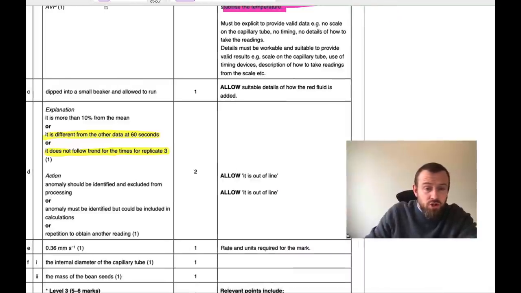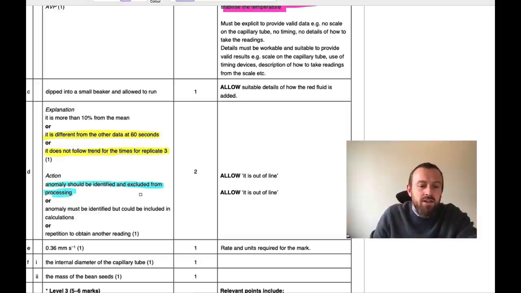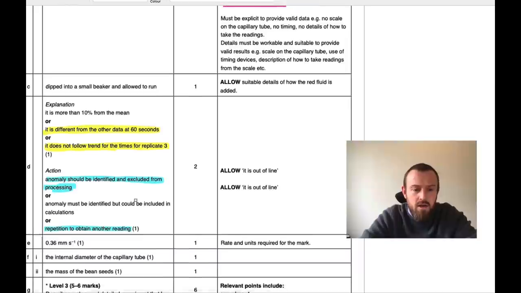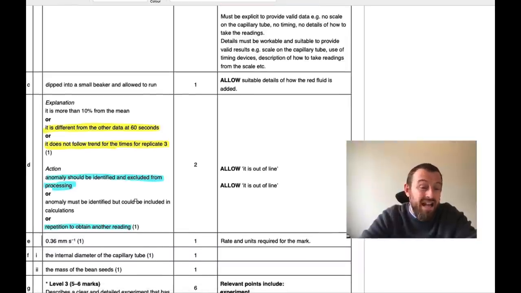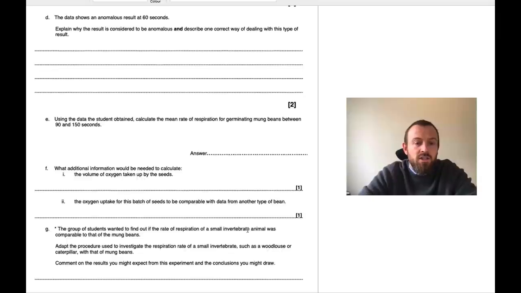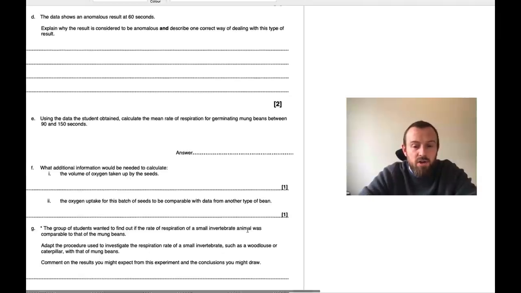And what action should you do with it? Well, the action is you exclude it from processing. The anomaly should be excluded from any mean calculations would be fine. Or you could have got a mark for, say, anomaly must be identified but could be included in calculations, or repeat to obtain another reading. Yeah, I would probably say identify it and exclude it from mean calculations probably is the best way of saying it.